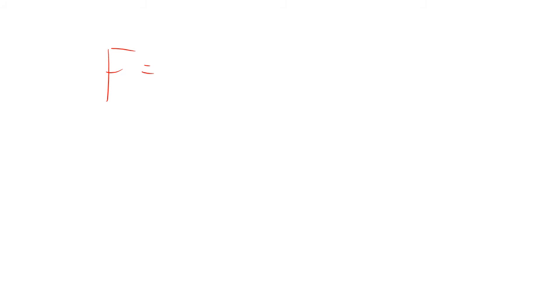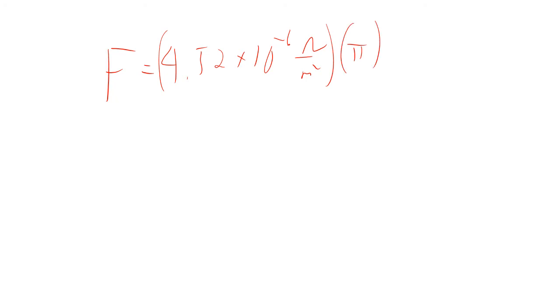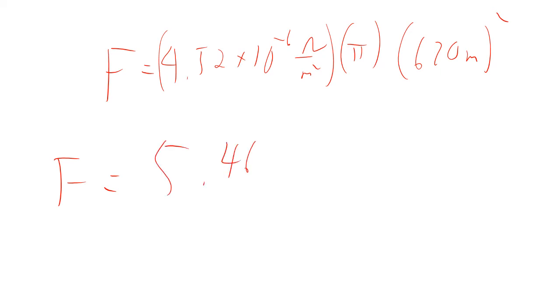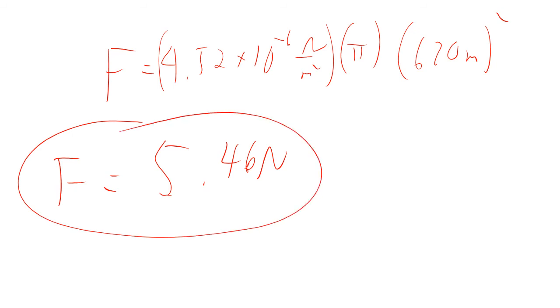So the force is going to be the pressure, 4.52 times 10 to the minus 6 Pascal, which is Newton per meter squared, times pi times 0.62 kilometers, which is 620 meters, squared. So the force comes out to be 5.46 newtons. Now that's not a whole lot for something as big as an asteroid.